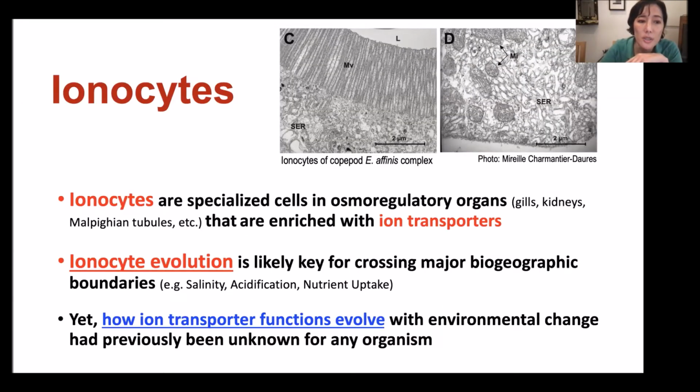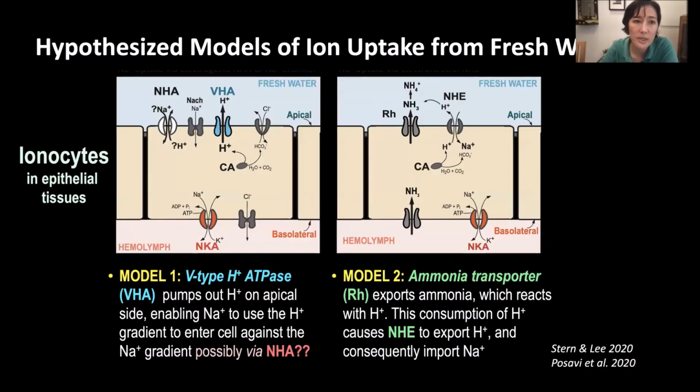So the action is in the ionocytes. The trait is embedded within the ionocytes, where there are ion transporters embedded in the membrane, and they perform the work for ion uptake and ion excretion, so ion uptake from a freshwater environment. And they are inside osmoregulatory organs like gills, kidneys, Malpighian tubules. It's likely that ionocyte evolution of the functional capacity of this cell would be majorly important for crossing biogeographic boundaries. Yet before our series of studies, how ion transport functions evolve with environmental change had not been known for any organism, but we have done a bunch of investigations.